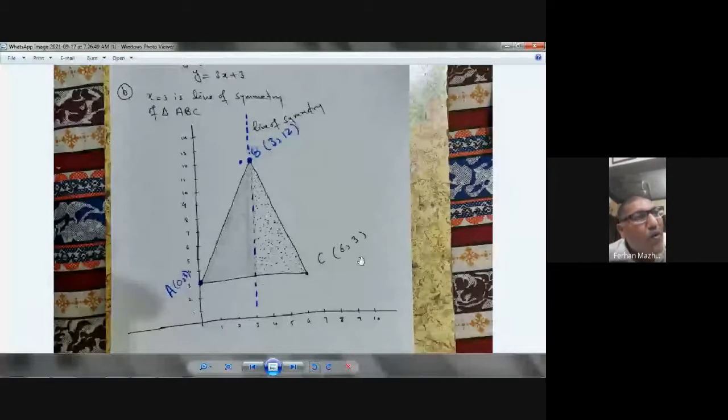Line of symmetry is actually a line which divides the figure into exactly two parts. And when you fold the figure along that line, all its vertices will coincide with each other. So that is called a line of symmetry. So this was question number 14.